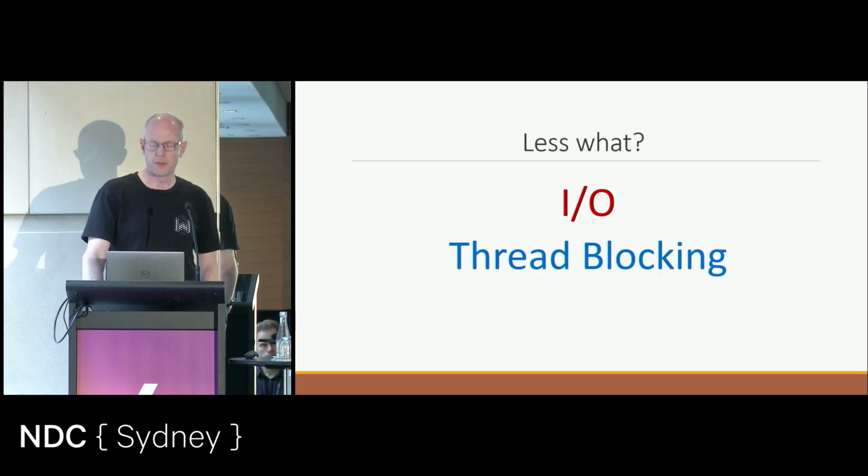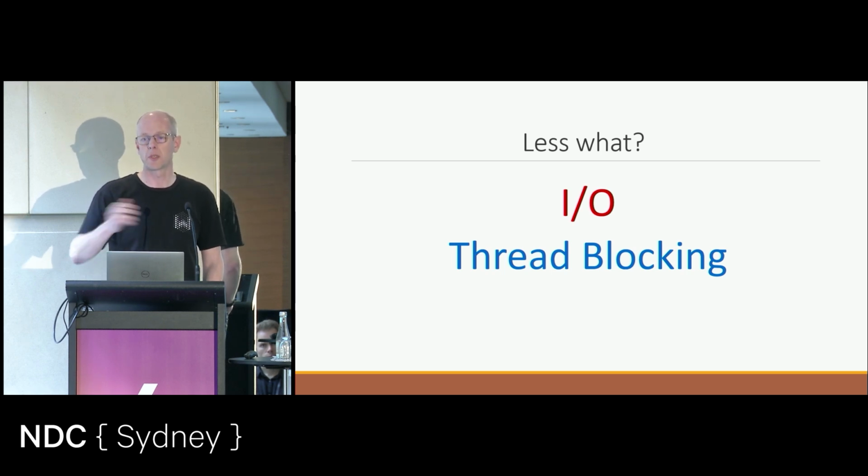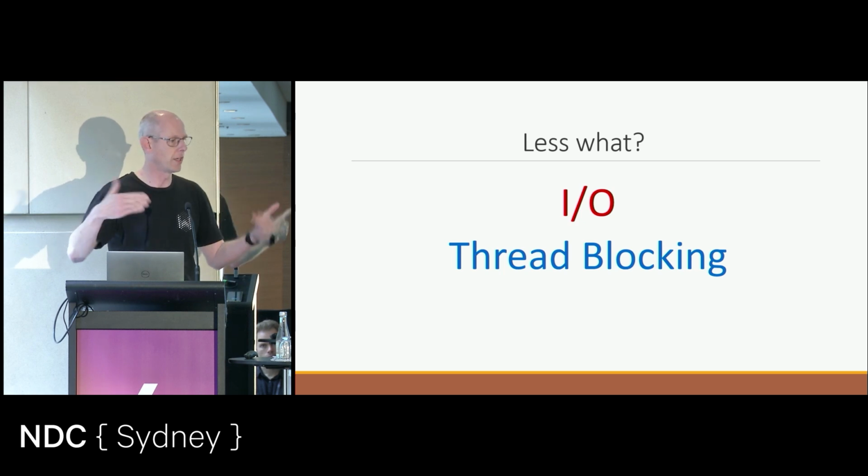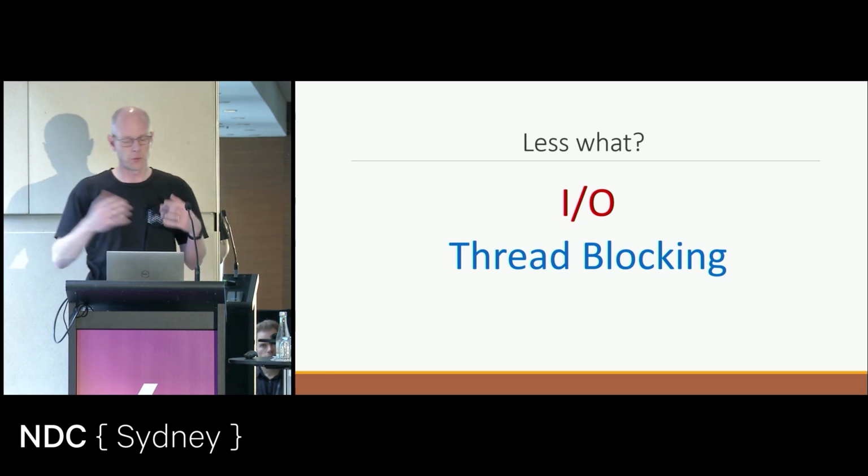Beyond that, we have thread blocking, anything that's going to block execution, garbage collector, classic example. This is why async and await has become so popular in recent times, because we can start doing more things while threads are waiting for I/O to complete and the like. So we want to keep on top of that.